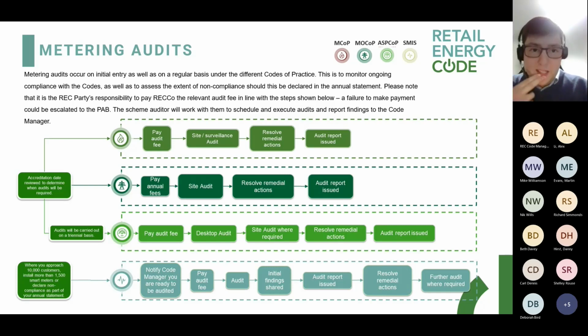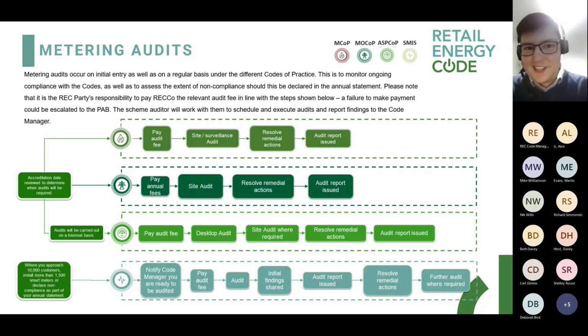Finally, for SMIS, as we mentioned, it's the supplier's responsibility to notify REC when they expect to reach those thresholds. Again, they'll pay the audit fee. Grant Thornton will complete the audit of compliance, and then hopefully come back with a positive result. The only difference for SMIS is there are no periodic audits, but there are quarterly reporting requirements for parties that are under SMIS.